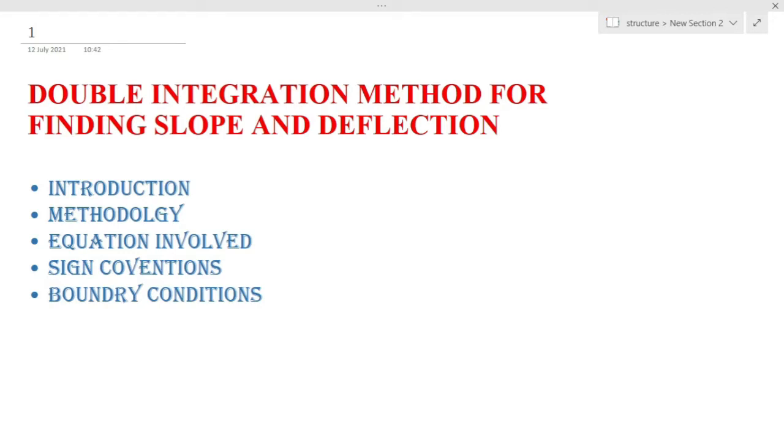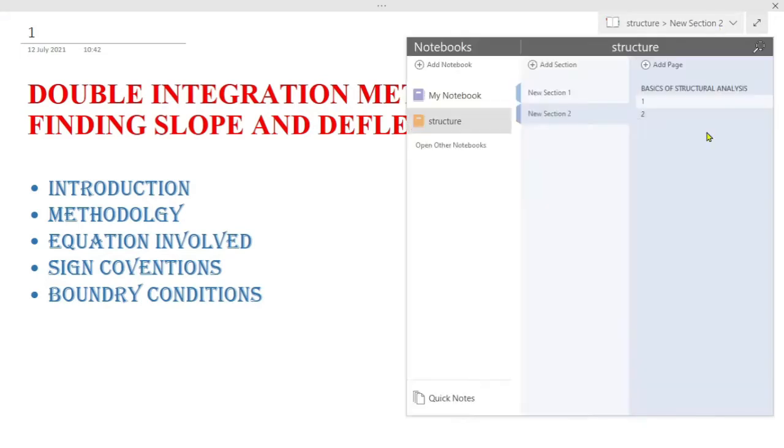First of all, we will discuss what this method is and what the methodology for solving the problem is. Then we will come to the equations involved in this problem-solving method, and we will also discuss the sign convention. Finally, we will discuss what boundary conditions are, how we find them, and what the use of these conditions is. So let's get started with the video without any further delay.